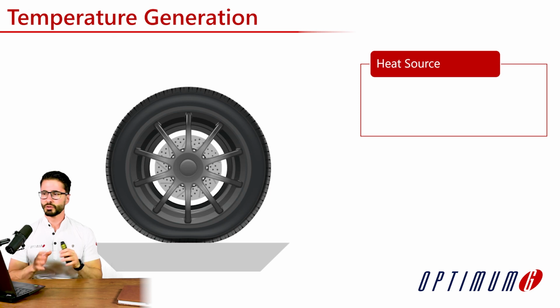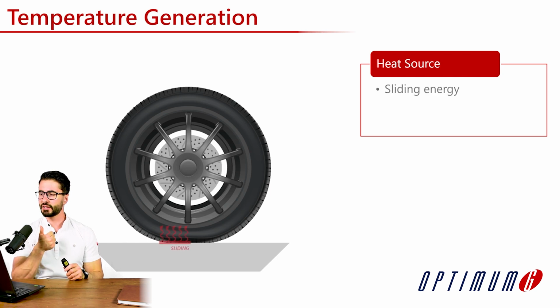Now that we're done understanding how tire temperature influences tire behavior, next we need to understand how temperature is generated in the tire exactly. We'll start with the heat sources. So where is the energy coming from? The first and most important one is the sliding energy. This is the energy that you get as you slide and generate forces.